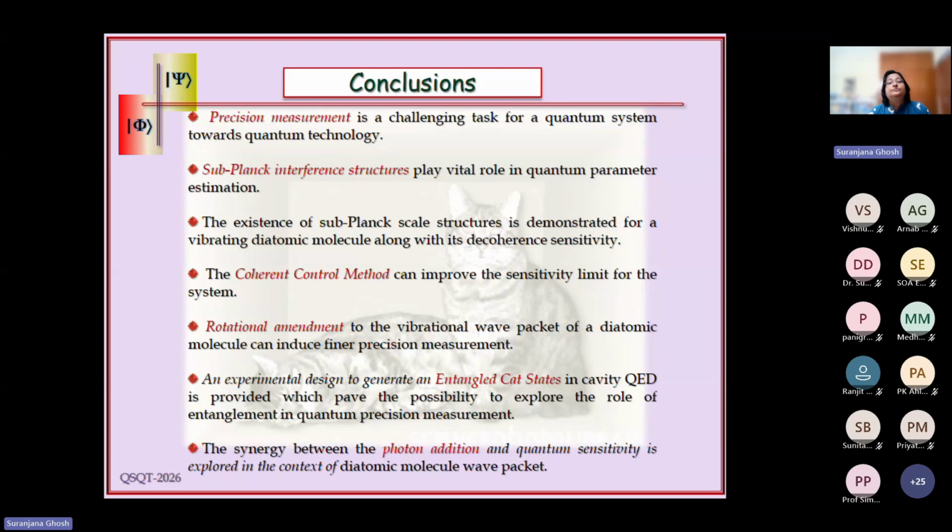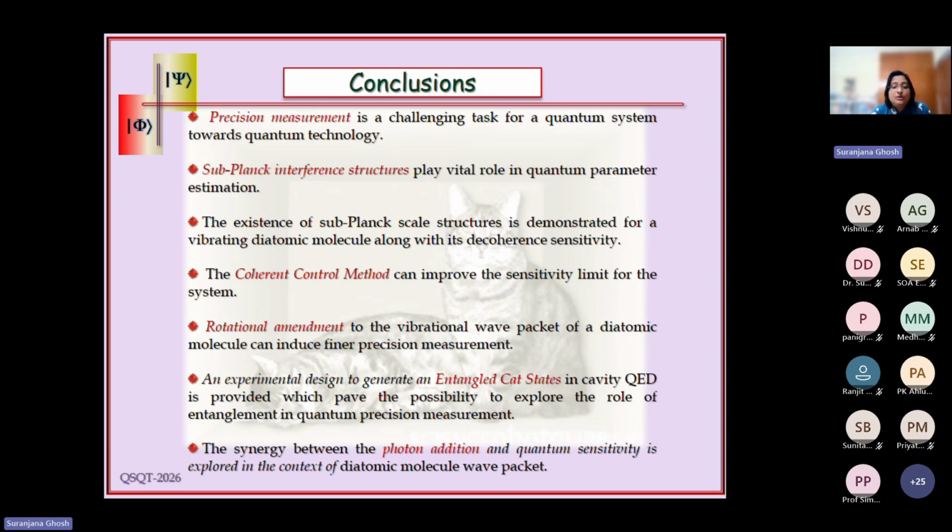So we studied that quantum precision measurement is a very challenging task: to measure quantum parameters with very high precision, and sub-Planck structures play a very important role there. And for the first time we showed that in a diatomic molecule, where we consider only the vibrational motion, one can have this sub-Planck structure at fractional revival time. And in the presence of decoherence also, we showed its sensitivity.